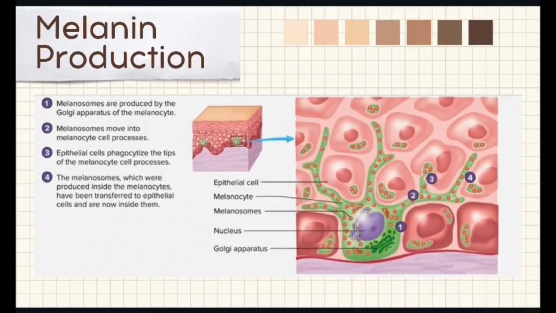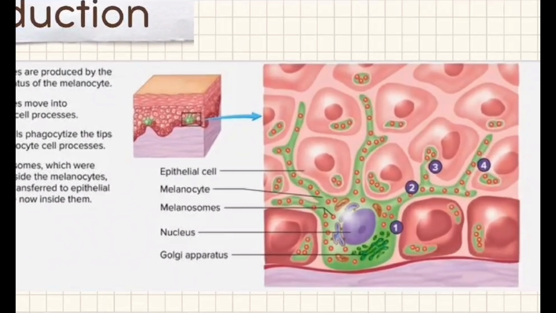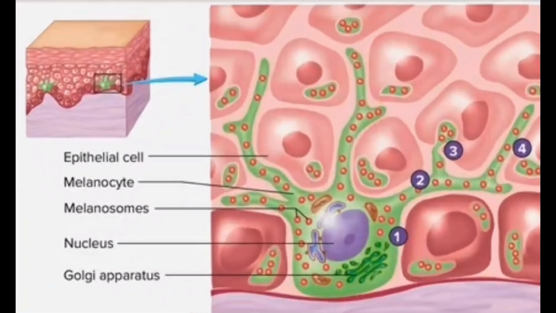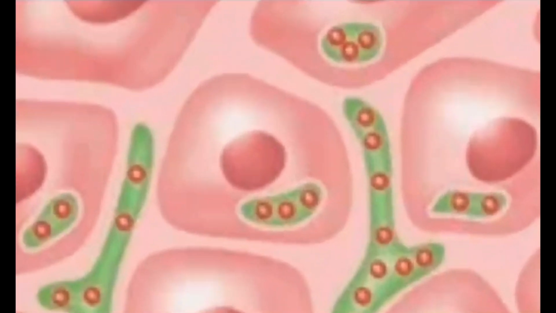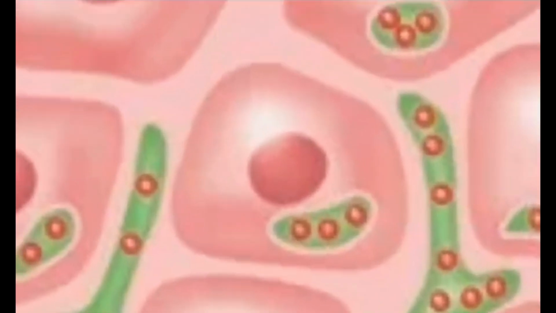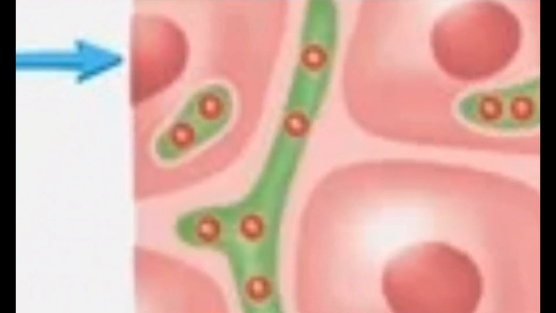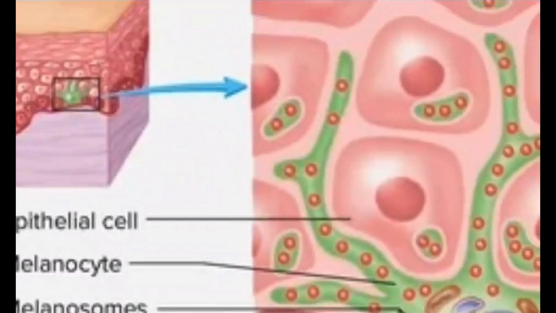Then, number 2, melanosomes move into the melanocyte cell process. So, what happens in number 2? It is heading toward the keratinocytes. It's only just heading there. As you can see, this tip is still only at number 2.